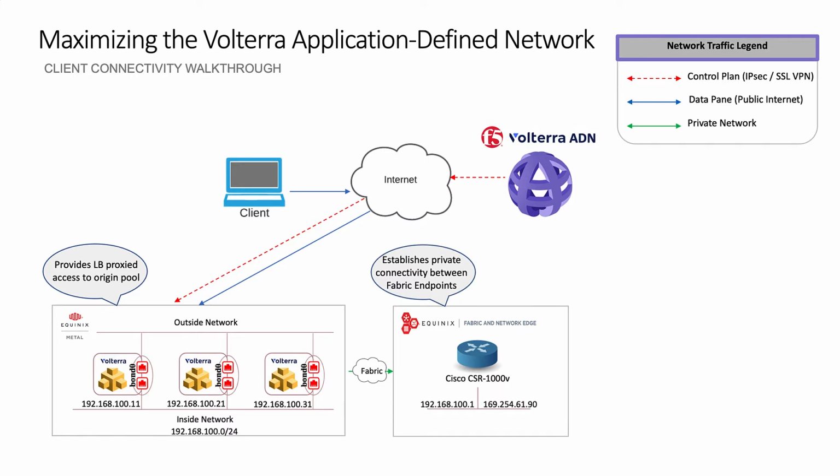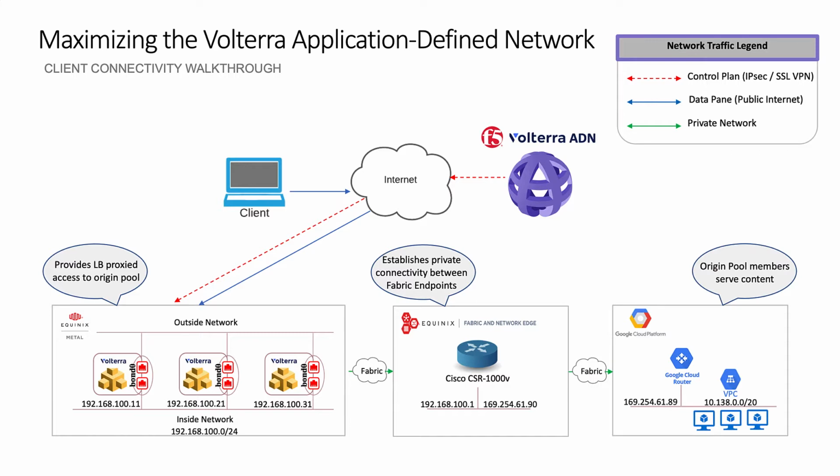For this example, we have placed our origin pool members in GCP. To reach the backend origin pool, I will establish a private connection between our Equinix Metal hosted CE and the backend origin pool using the Equinix Fabric. Currently, the Equinix Fabric supports A to Z connectivity with Equinix Metal. In other words, the Equinix Metal site is a destination endpoint and cannot initiate connectivity.